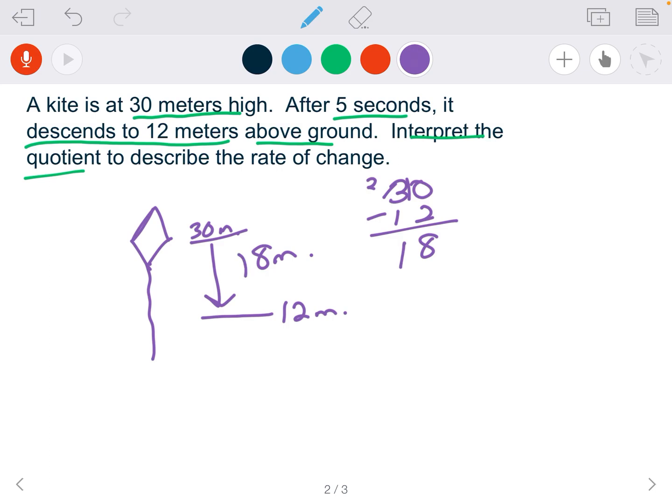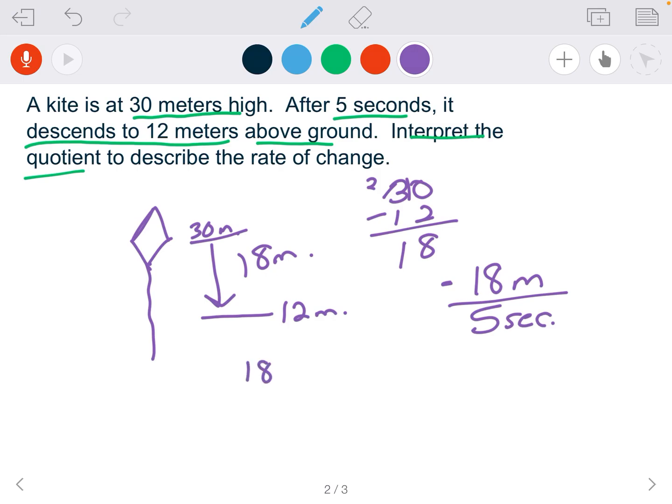Did I do that right? Oh, that's 18. Sorry. 18 meters is what I'm looking at. And then I'm going to take my 18 meters, and it's a descent. So it's a negative number. It's getting lower. So it's a negative 18, and I'm going to divide it by my 5 seconds.